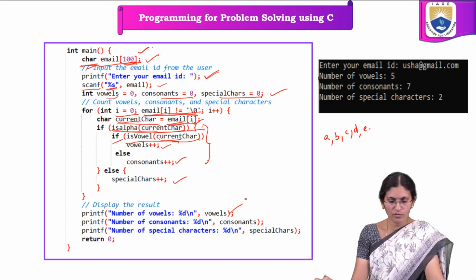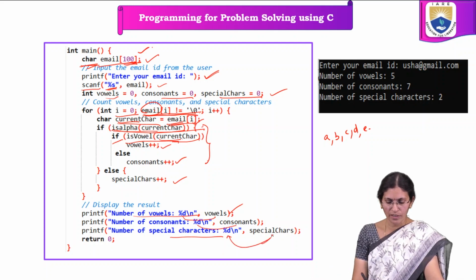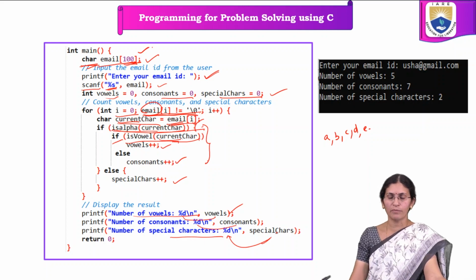At the end, after considering each and every character in this email variable, we are going to display the number of vowels, number of consonants, and number of special characters. The corresponding variable value is stored in vowels, the corresponding variable for consonants is stored in the variable consonants, and this is the format specifier to specify the special characters in the email ID.